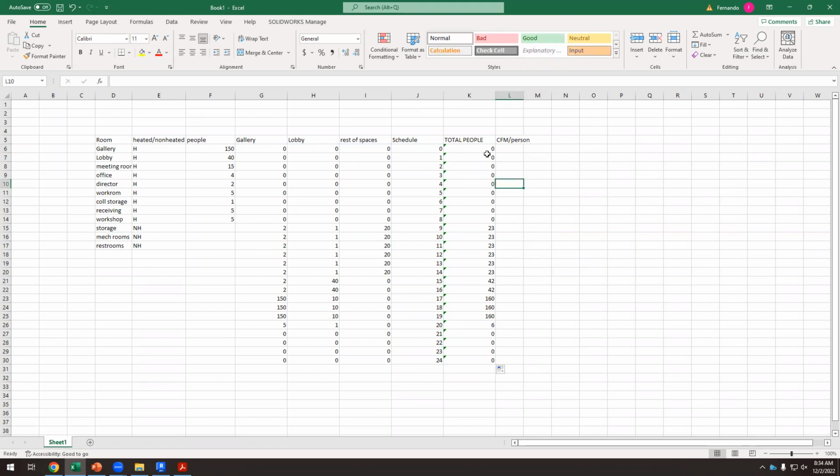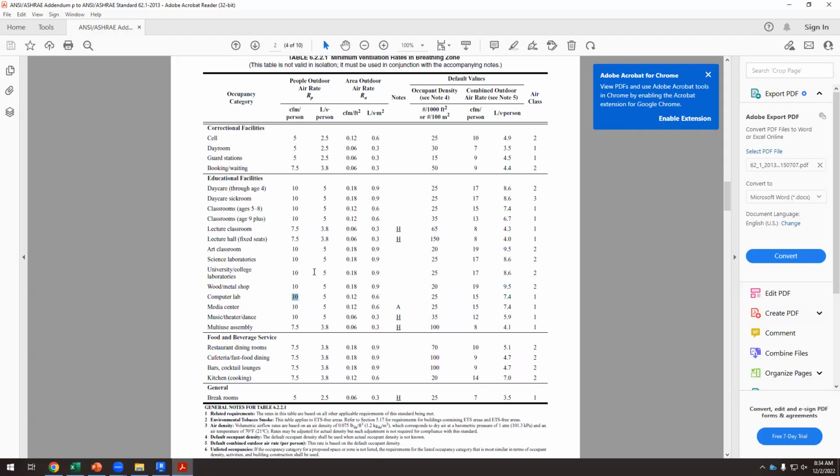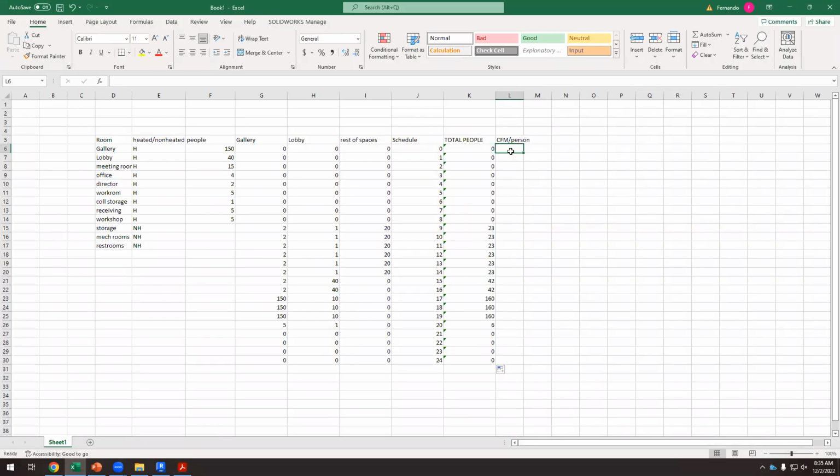And then we have CFM per person. Well, if we pay attention to the ASHRAE CFM per person, for classrooms we have 10. 10 is the minimum. I wouldn't use less than 10. If we want to be accurate here, we can have like 10 CFM per person. But when we have the event, I would say 20, because we might need more ventilation during the event, and then 10 again.